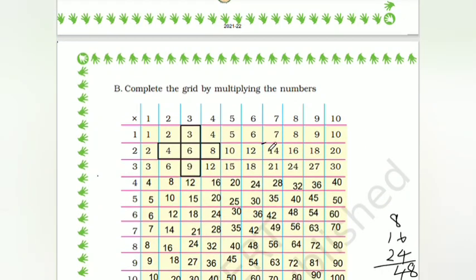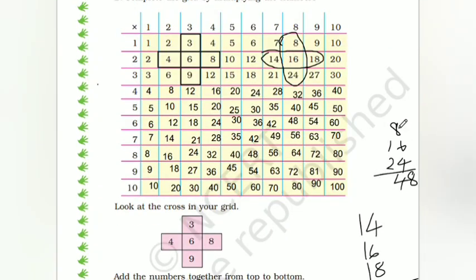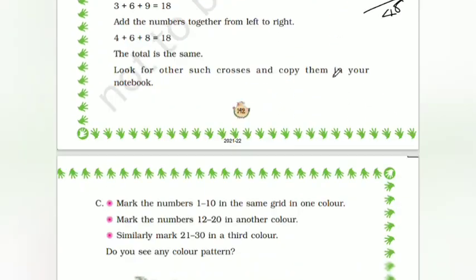You also have to do the same. That is a middle number. It is being created when we are adding the three numbers. We'll get the answer the same. Okay, 8, 16 and 24 we get 48. 14, 16 and 18 we also get the number as 48.